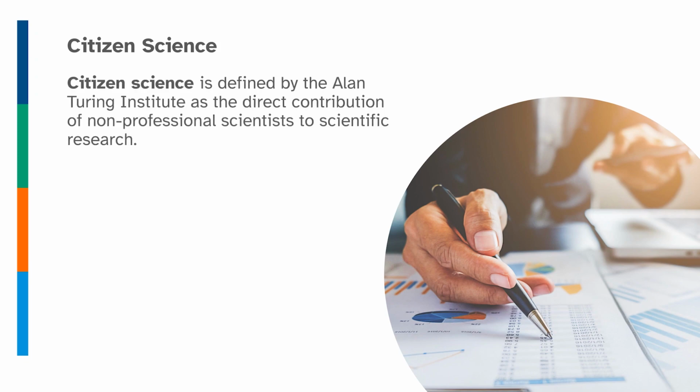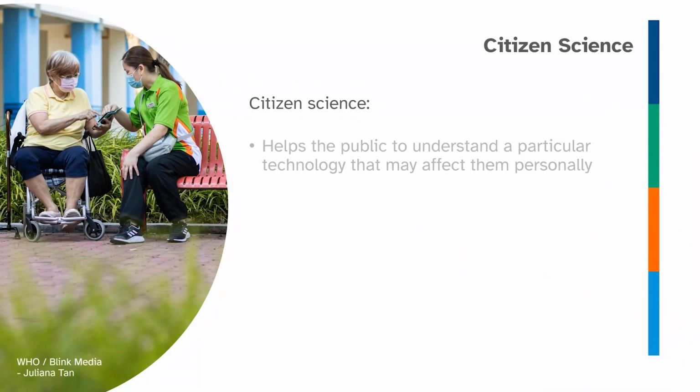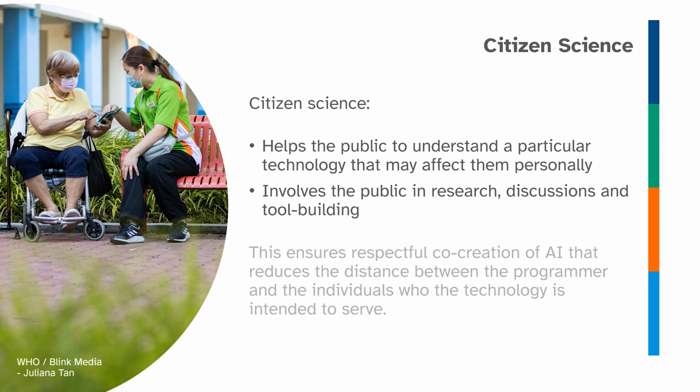Citizen science is defined by the Alan Turing Institute as the direct contribution of non-professional scientists to scientific research, for example by providing data or performing tasks. Citizen science helps the public to understand a particular technology that may affect them personally, involves the public in research, discussions, and tool building. This ensures respectful co-creation of AI technologies that reduces the distance between the researcher or programmer and the individuals who the technology is intended to serve.